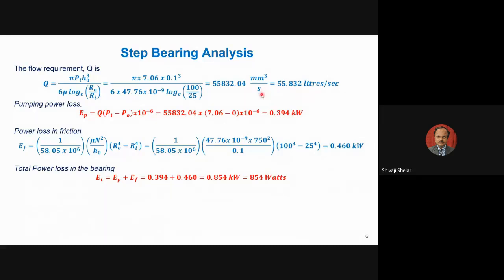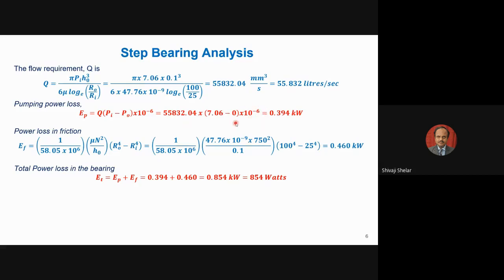Now to determine the energy loss, or the energy required to maintain this bearing, we require pumping energy. So pumping energy is equal to Q into Pi minus Po into 10 raised to minus 6. The Q value we take in millimeter cube per second. Pi minus Po: Pi is the gauge pressure required, which is 7.06 minimum. And Po, we are assuming we are releasing this lubricant to the atmosphere, so the gauge pressure of atmosphere is 0, into 10 raised to minus 6 to convert this value in terms of kilowatt.